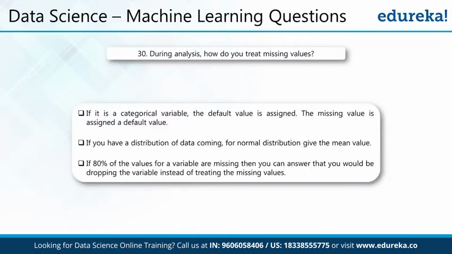And in other cases, if nothing is possible, if putting in any value is going to be misleading, then better is to remove that. But that can only be done if you have a surplus of data with you. If not, then be cautious of removing any values, particularly the missing ones.